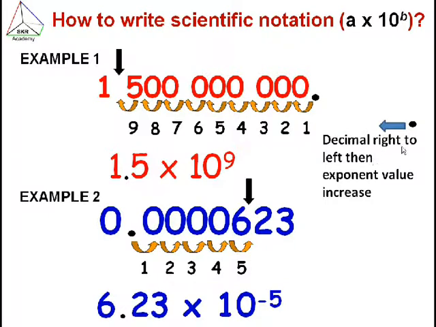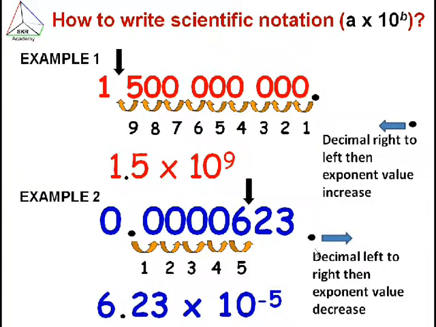Here is one more important thing. If we are moving the decimal from right side to left side, for an example in example 1, then the exponent value increases, here 9. In example 2, we move the decimal from left side to right side, therefore the exponent value decreases. You can see minus 5 is a much smaller value because we moved the decimal 5 places from left side to right side. So this was about scientific notation.